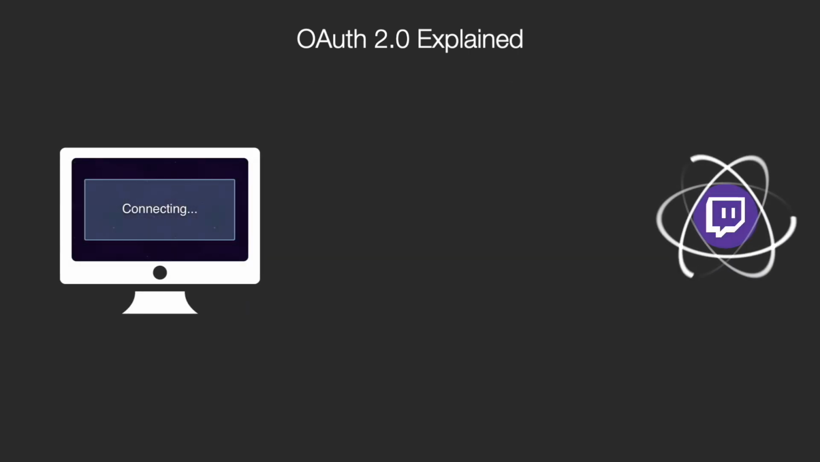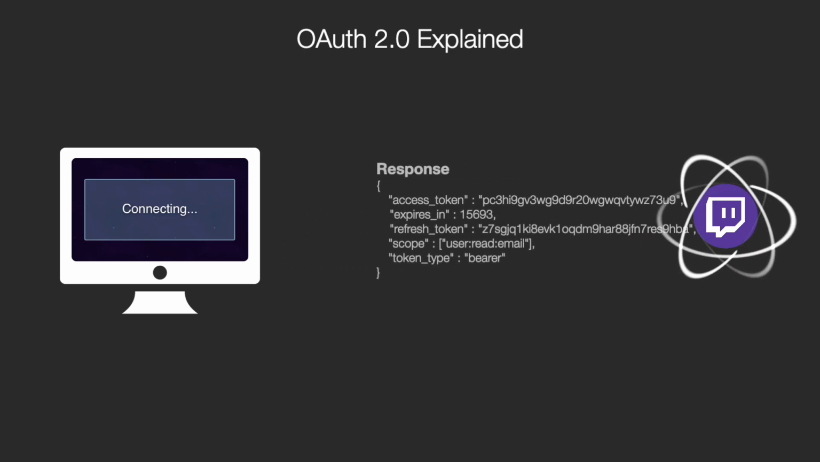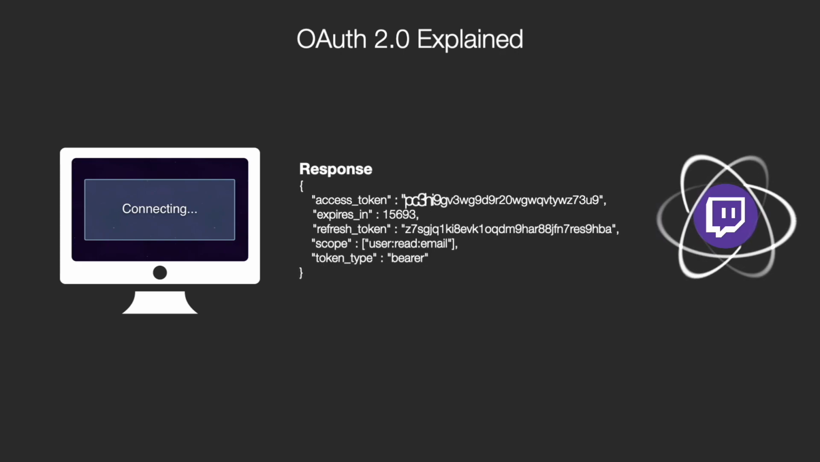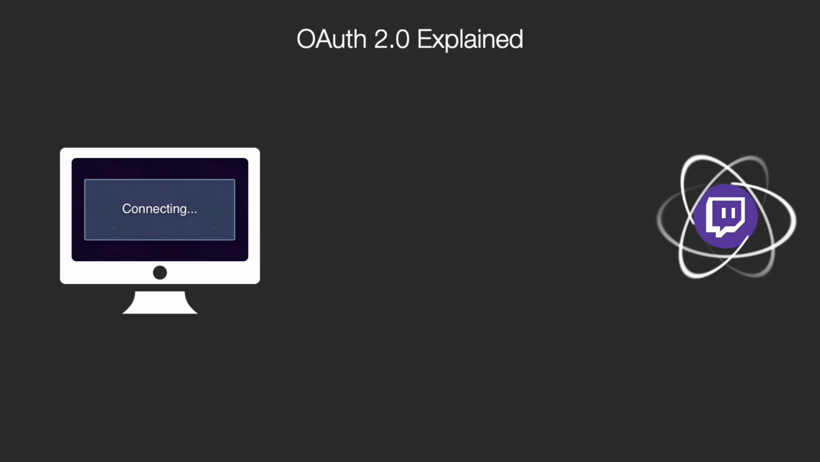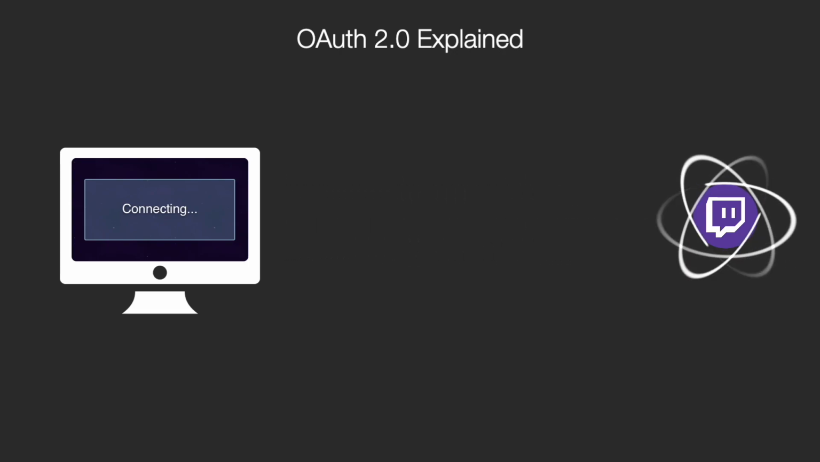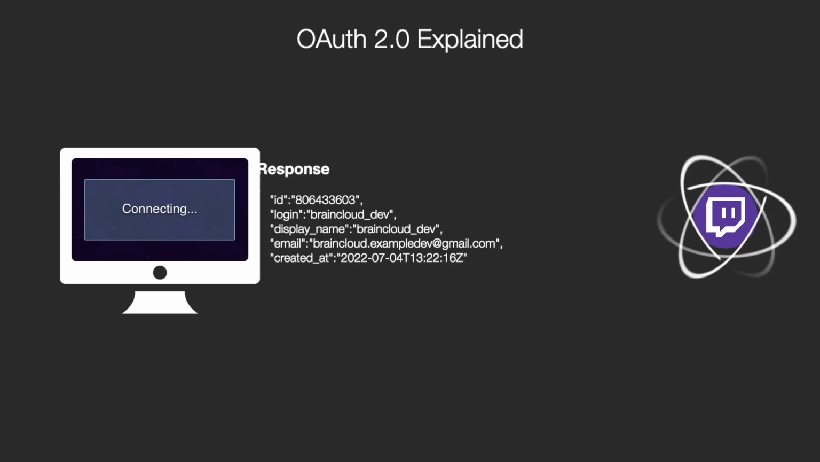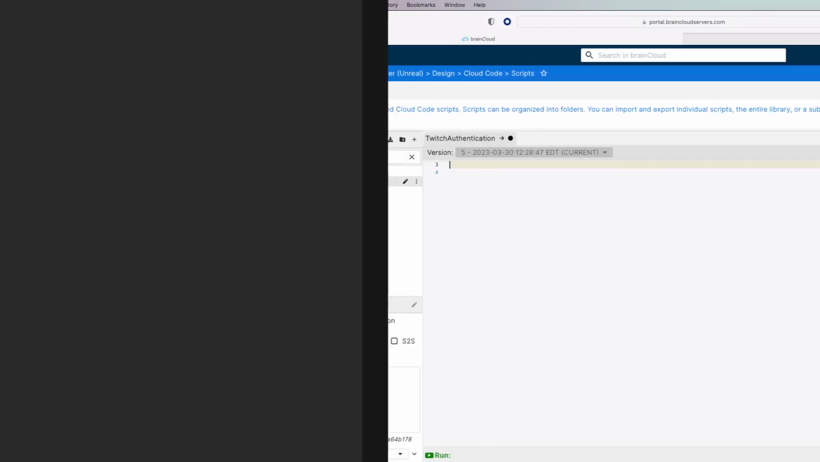Our app will be listening for that response, and when we receive it, we'll make an HTTP POST request to Twitch with parameters that include the code we just received, along with our Twitch client ID, client secret, and the type of code that we are sending. If our code is valid, Twitch will then respond with an access token. With this access token in hand, we can now make an HTTP GET request to Twitch to access the user's email. Twitch will then respond with the user's data, including their email address. That completes the OAuth process.